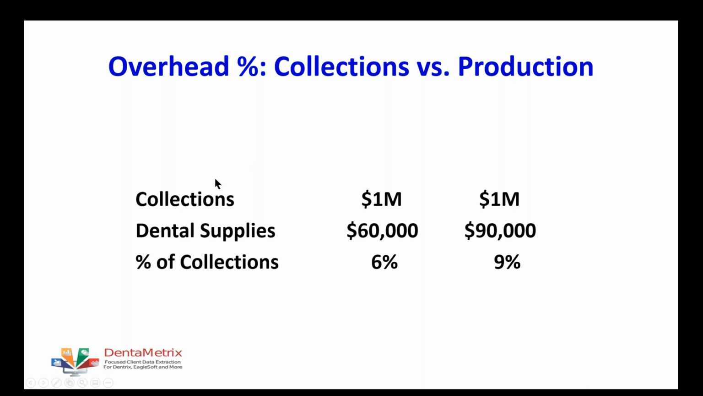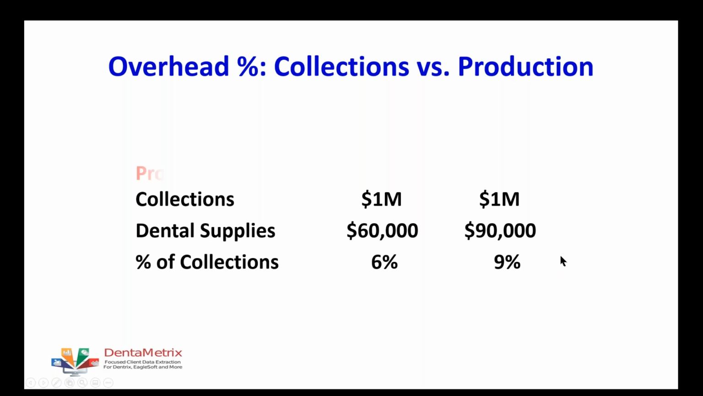So let's say we have two offices that are both collecting $1 million. One has dental supplies of $60,000 or 6%, and the other has dental supplies of $90,000 or 9%. This doctor, I'm telling you, is always in a foul mood. He remembers years ago, he was always told 6% is the magic figure. So either people are stealing supplies, wasting supplies, or that sorry supply salesman is overcharging you. For some reason, we're out of line here.